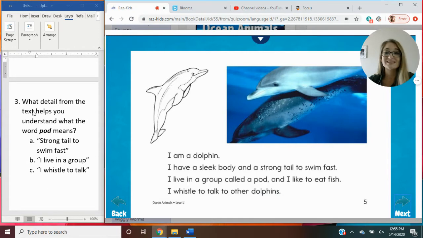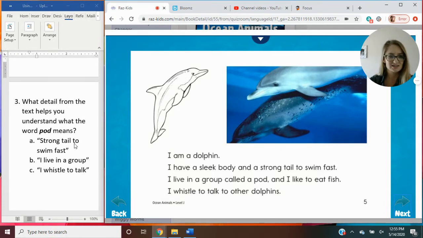What detail from the text? So text, remember, text means words. What detail from the text helps you understand what the word pod means? Okay, let's find the word pod in the text. Oh, here's the word pod. And if I was smart, which I know all of you are, I would re-listen and really focus when it starts talking about a pod. So here we go. I live in a group called a pod, and I like to eat fish. Okay, so I heard it. Which part helps you understand what a pod means?